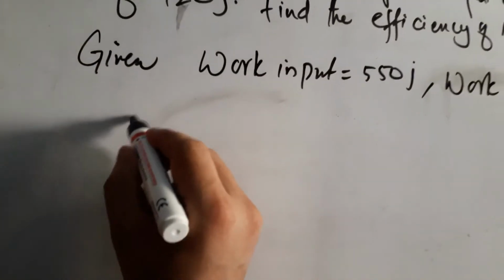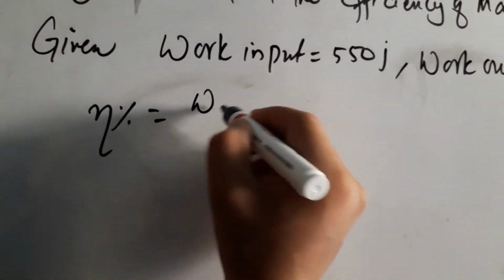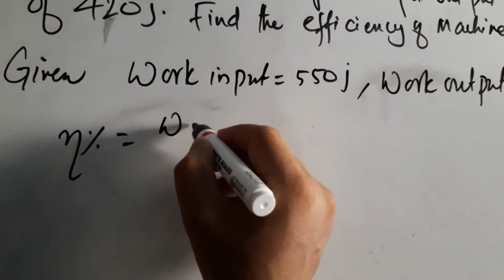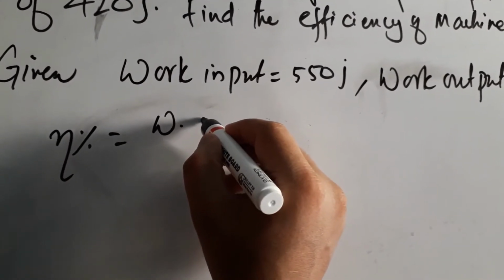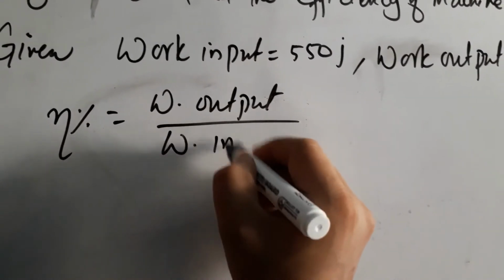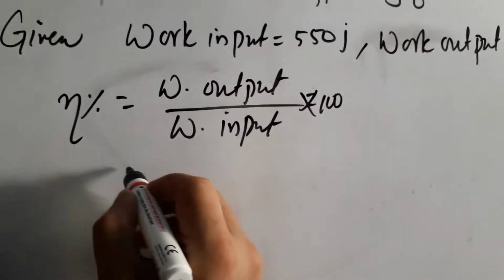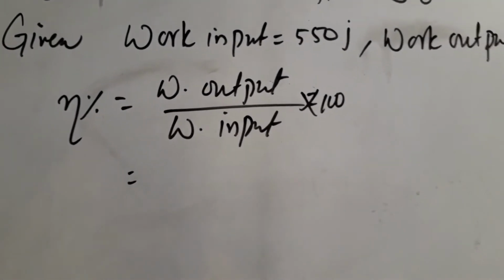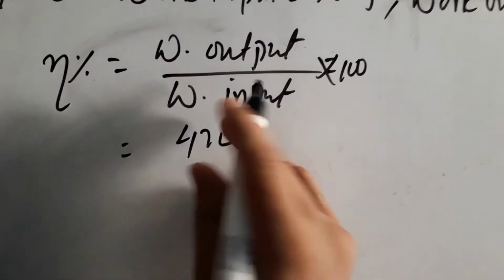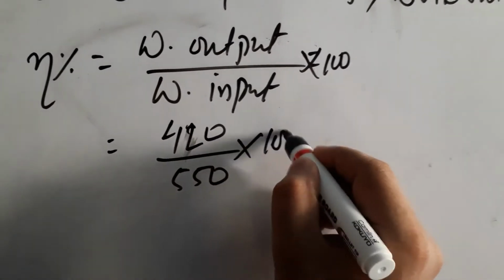Now let us apply the formula. Efficiency in percentage is given by work. Since we are given work here, we will calculate in terms of work. Work output divided by work input, times 100%. So we get, work output we have is 420 joules divided by 550 times 100.